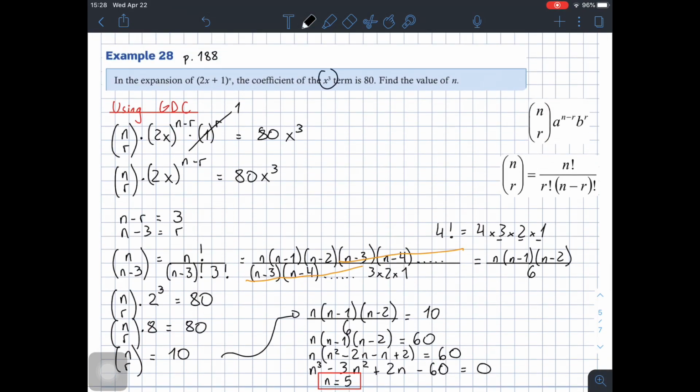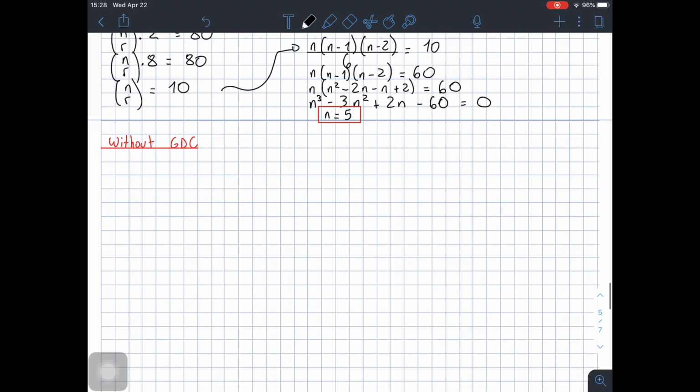I need to find the x cubed term, which I know its coefficient is 80. From our expression, I'm going to write it here, (2x + 1) to the power of n. I know that the only term besides the Pascal's triangle coefficient that will add up to my final coefficient is this 2 over here. This 1 does not add up to the coefficient because 1 to the power of any number is always going to be 1, right?